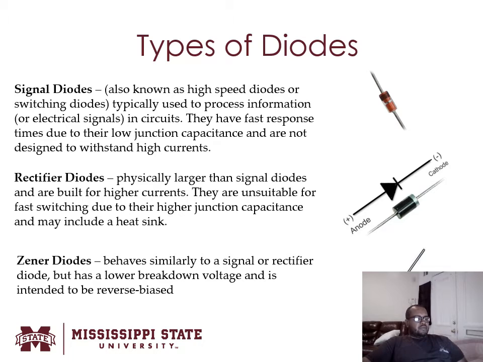And also you have Zener diodes. They behave similarly to a signal or rectifier diode, but they have a lower breakdown voltage, and they're really intended to be used for reverse biasing.